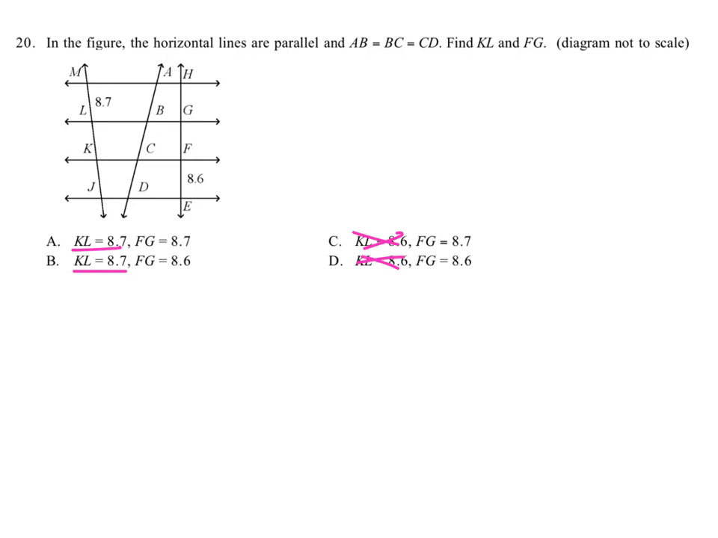Okay, we know that they're asking about FG, which is this segment, okay, and that's one of the congruent segments in this transversal. So if this is 8.6, then so is GF or FG. So FG is 8.6, and so this one has it, and this one has it. The only one that has them both marked correctly is B. So the answer is B.